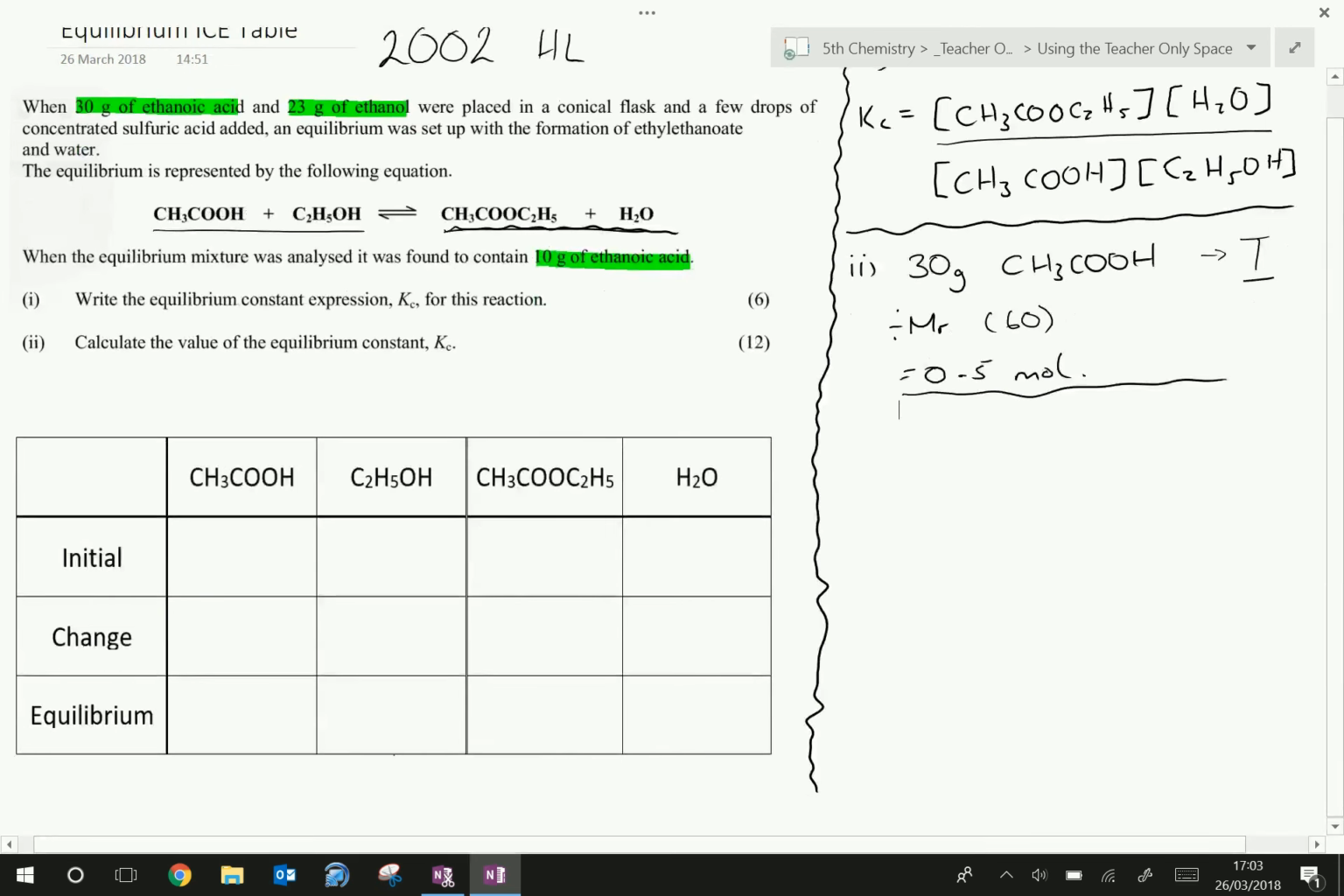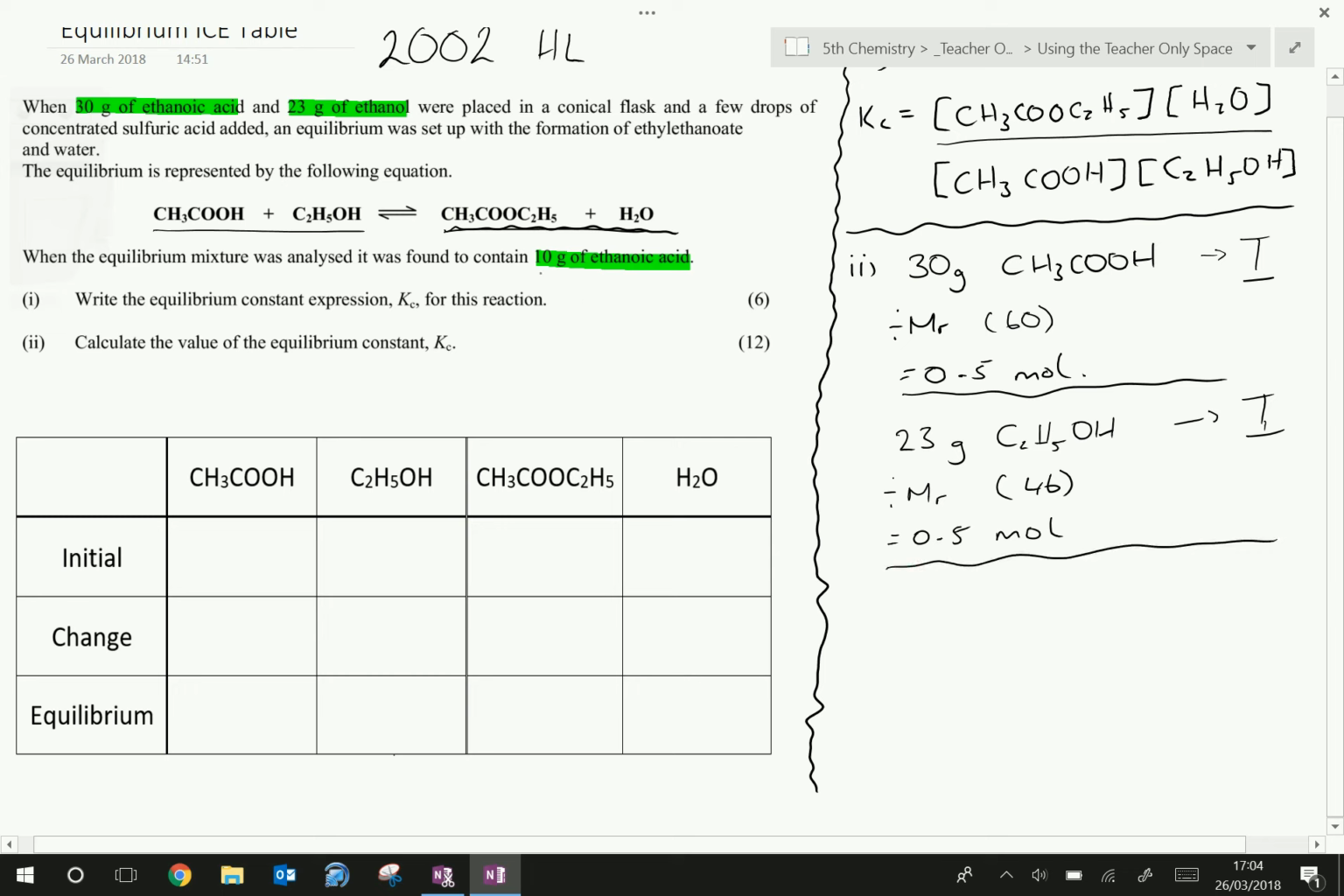Then I have 23 grams of ethanol, that's C2H5OH. That was also placed in the conical flask. That's also an initial value. And to turn that into moles, I need to divide by the molecular mass. And when you add up the atomic masses for those atoms in ethanol, you'll see that it's 46. Just double check that. Yeah, 46. So if I divide 23 by 46, I get 0.5 as well. That's 0.5 moles.